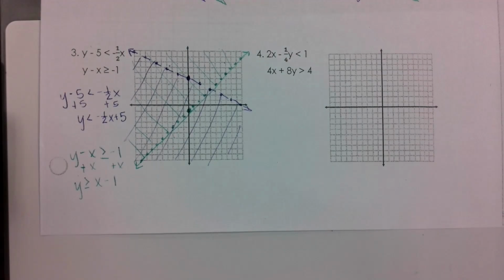Where is our solution set going to be? Where our colors overlap, where we've got both going on. So that's this little slice over here.